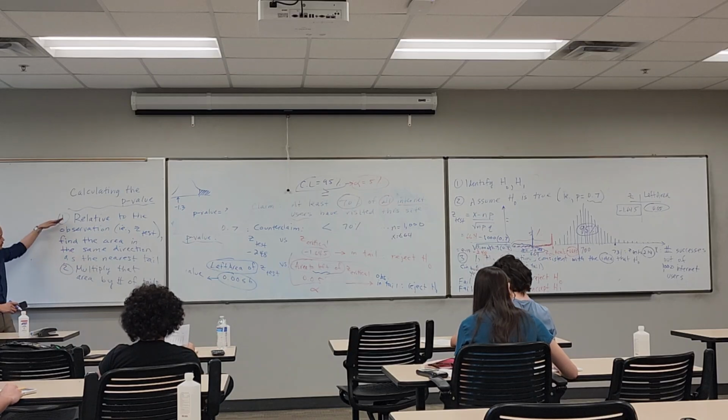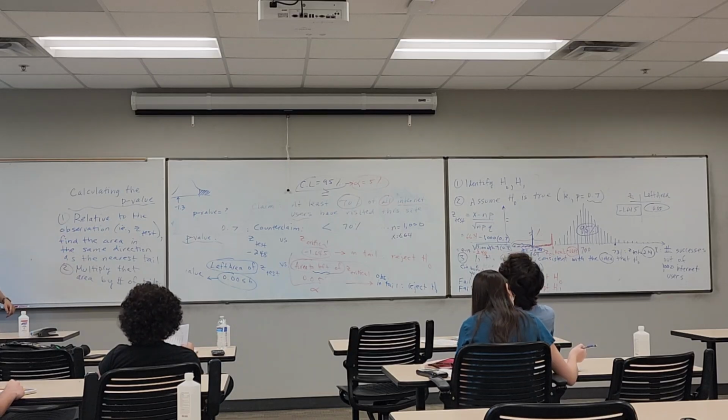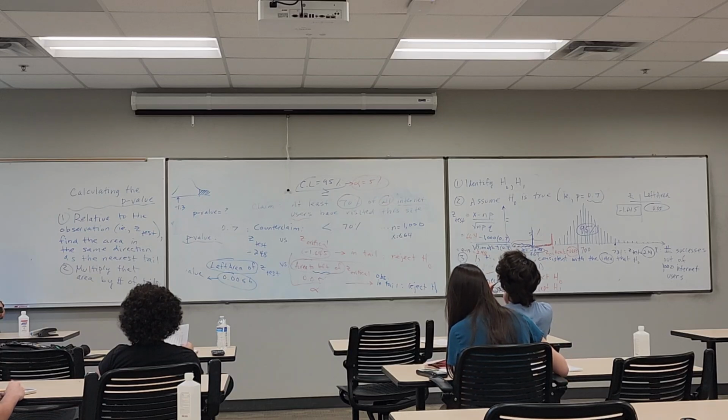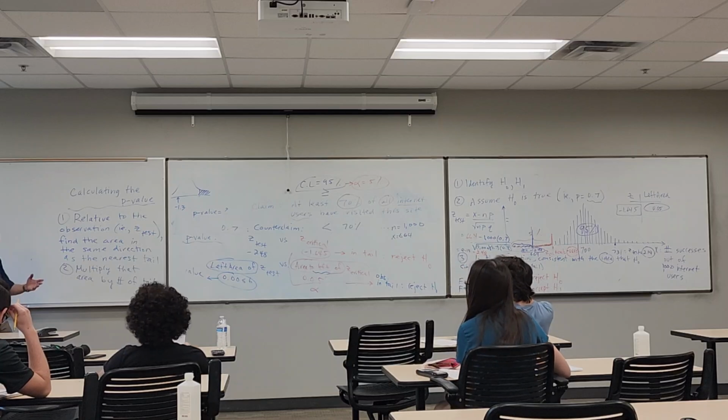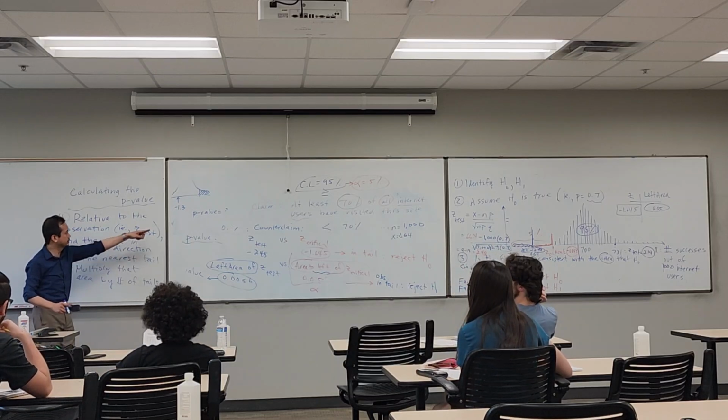So go ahead and calculate the p-value based on these steps. Yeah. The p-value is 0.9032, right? Yeah, very good. So let's talk about it. So let's go through the steps.